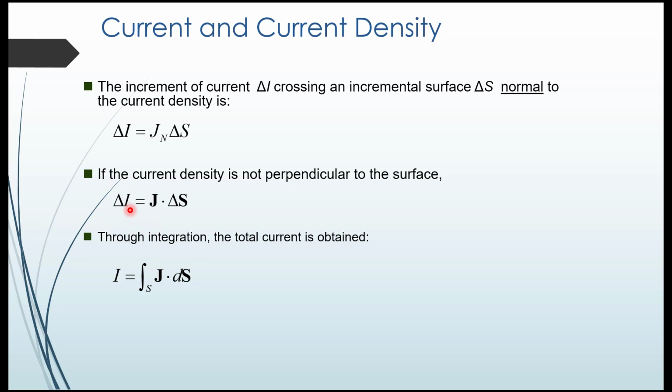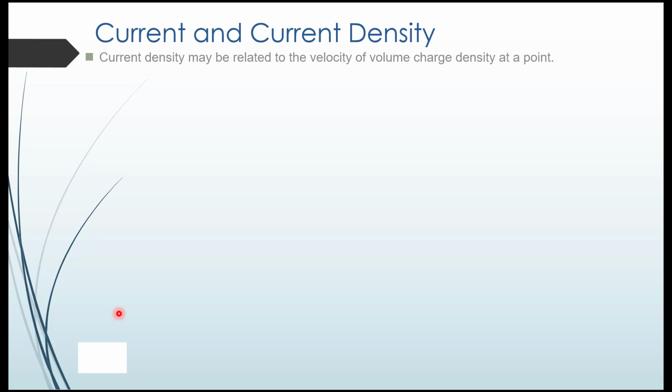After integration of this delta I, we will get the complete current passing through the complete area. So we will get a relationship I is equal to integration of J bar dot ds bar, where J bar is the current density in ampere per meter square and ds is the area through which the current is passing. This integration is a surface integration, or a double integration. So this is a very important relation which relates current density, surface area and current I in amperes.